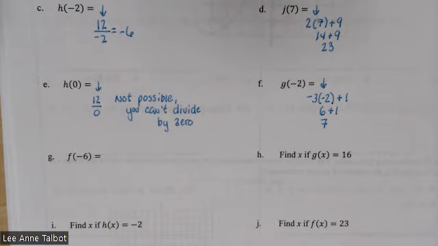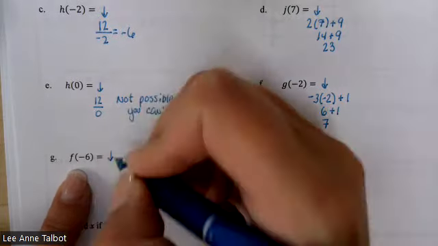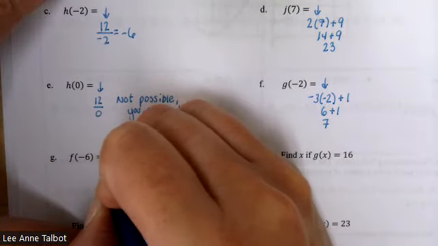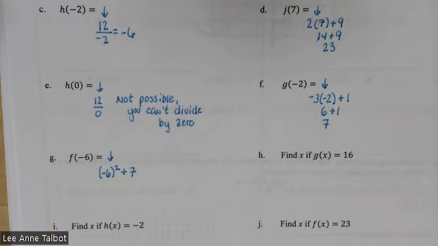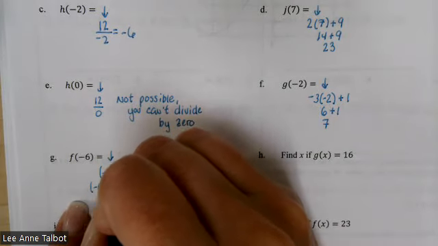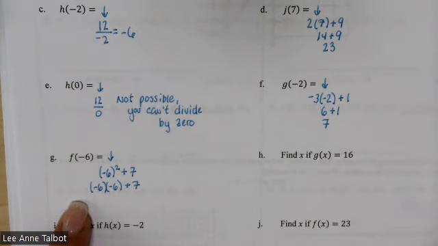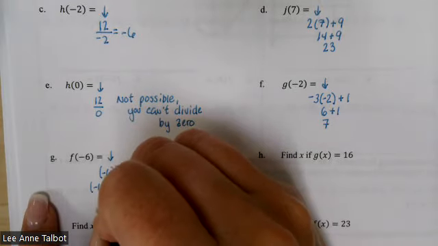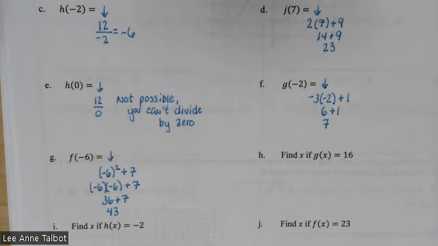All right, we have one more forward function machine, G. So F of -6. I found F, -6 squared plus 7. And I'm actually going to take the time to write this, -6 times -6 plus 7, which is positive 36 plus 7, which is 43. Okay, so be really careful. Negative times a negative is positive.